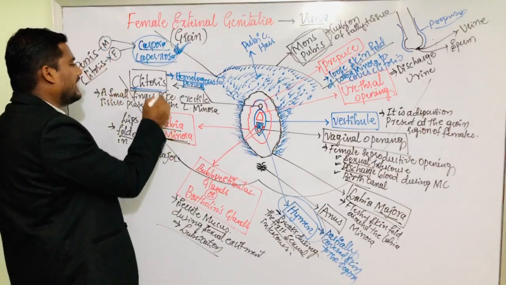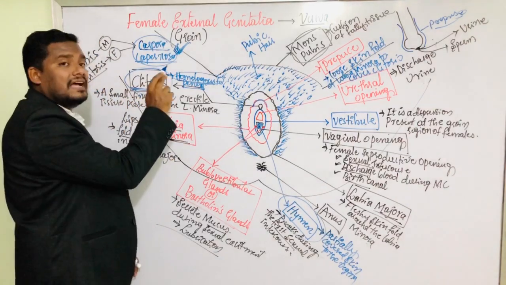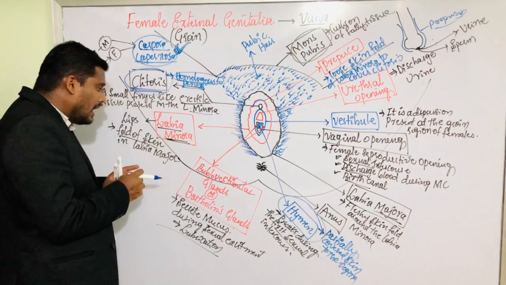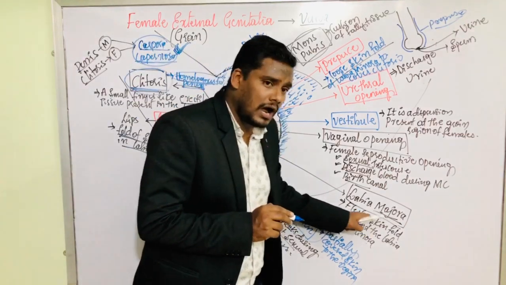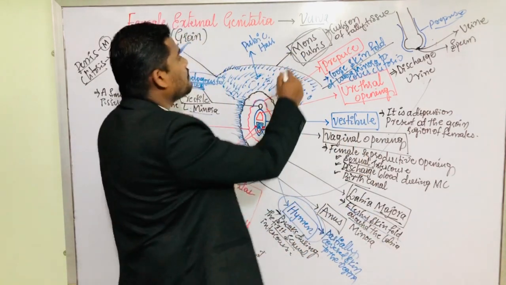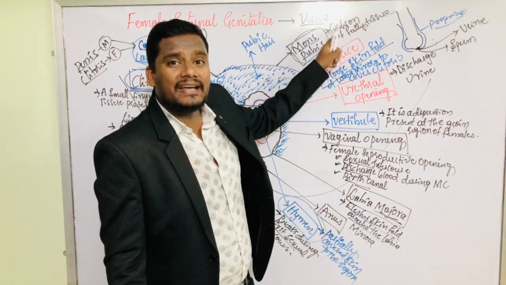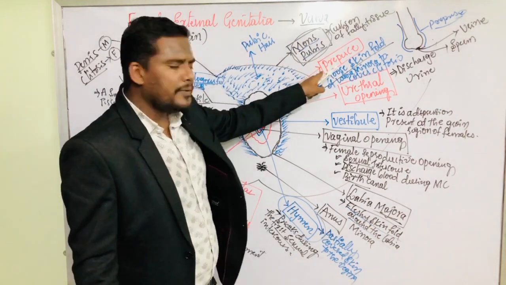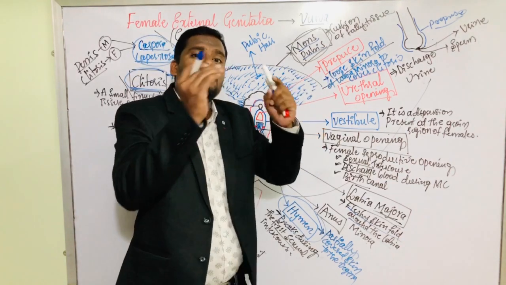Then the next very important thing is clitoris. What is clitoris? Clitoris is a small finger-like erectile tissue present in the labia minora. What is labia minora? It is a skin fold under the labia majora. What is labia majora? It is a fleshy skin fold around the labia minora. What is mons pubis? Mons pubis is a cushion of fatty tissue where we have the pubic hair. What is prepuce? Prepuce is a loose skin fold of the labia minora that covers the clitoris.